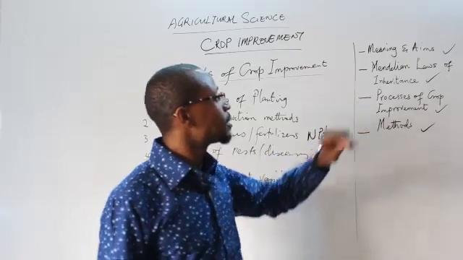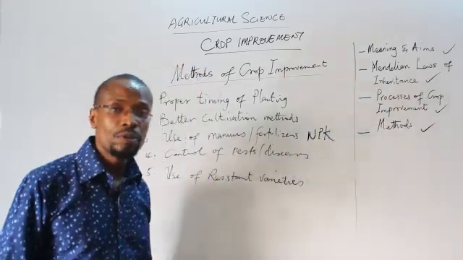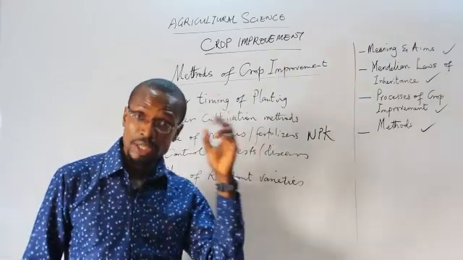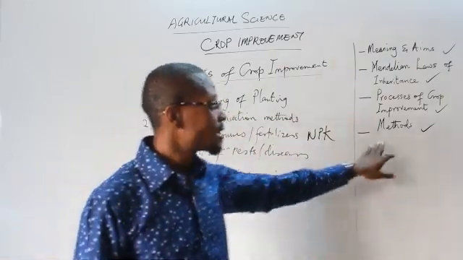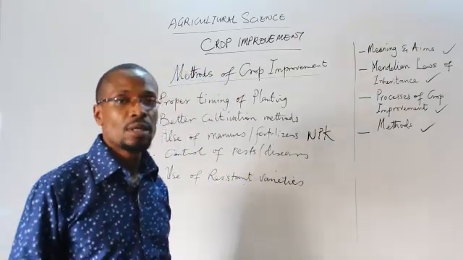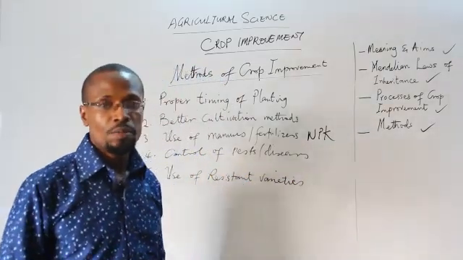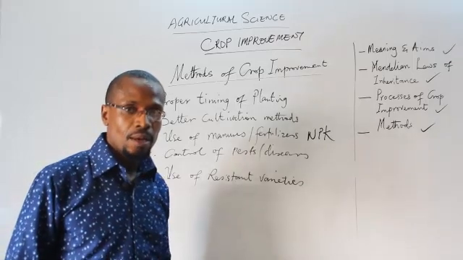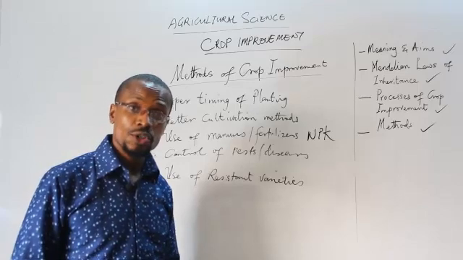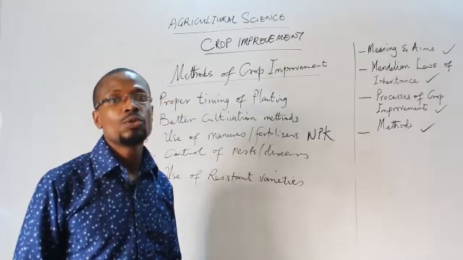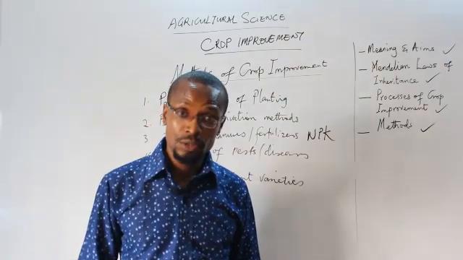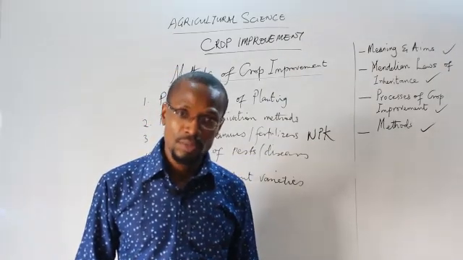Now we talked about the processes of crop improvement. We talked about introduction, selection, and hybridization, and then lastly we treated the methods of improving crop productivity. Very soon some questions will pop up on your screen. Please do well to attempt them, and if you have any issues, go back, replay the video.